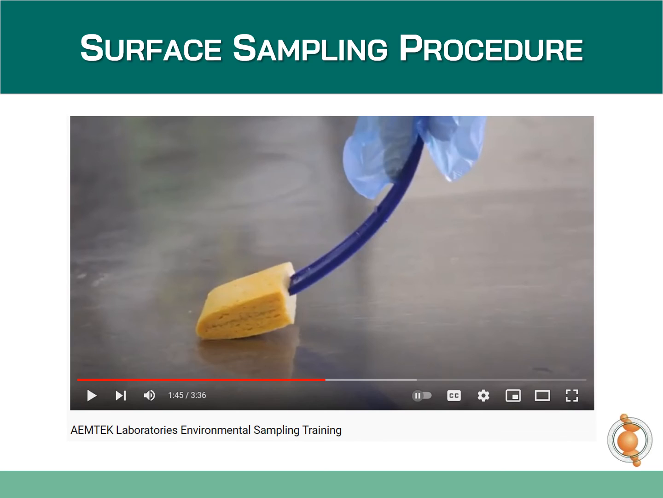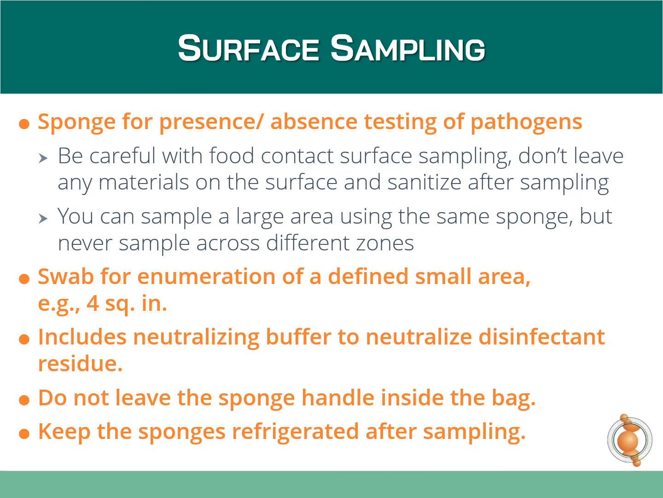Please visit the AEMTEK YouTube channel for instructions on how to take surface samples. There are a few important details to keep in mind while taking environmental surface samples. Sponges are used to collect samples to test for the presence or absence of pathogens on a surface.